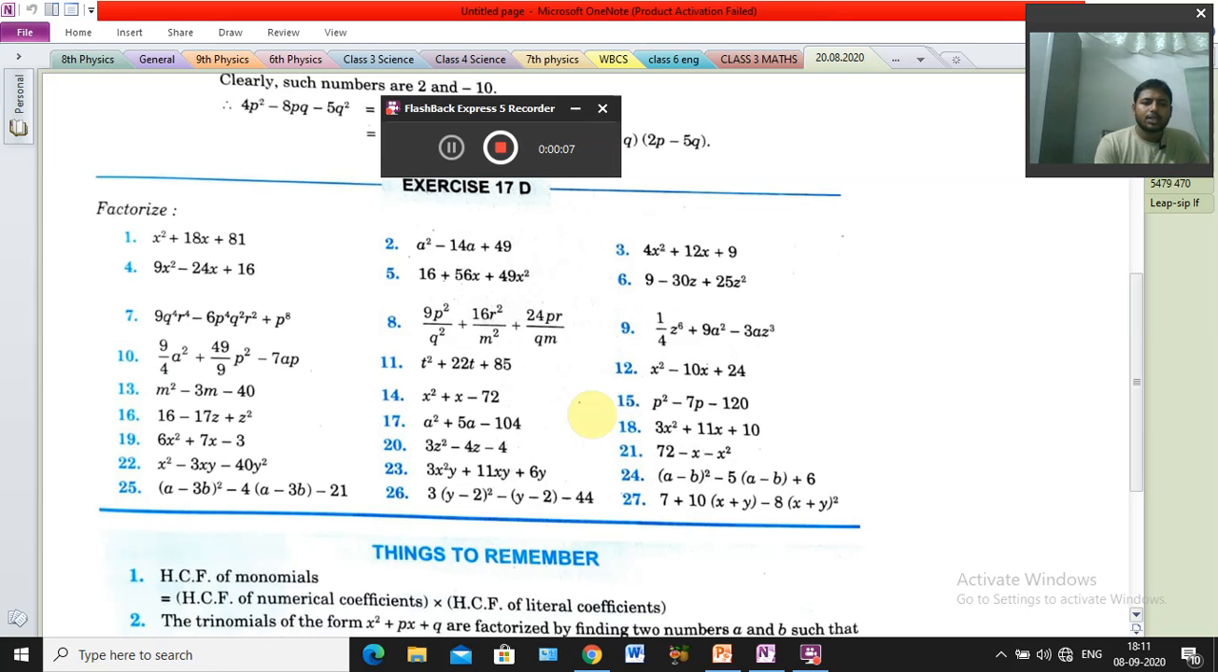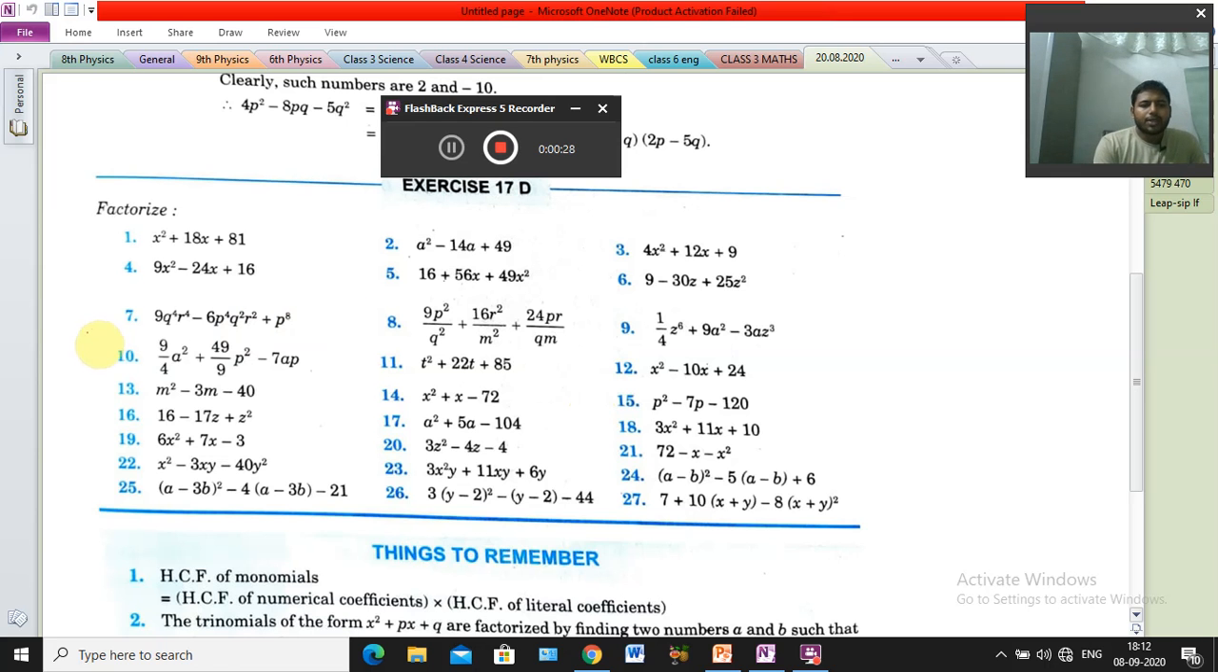So now I am going to discuss the remaining problems of factorization. Already all problems we have done, so few problems are left. So that one we will discuss now. So you should all get your copies. Okay, so now let's start.